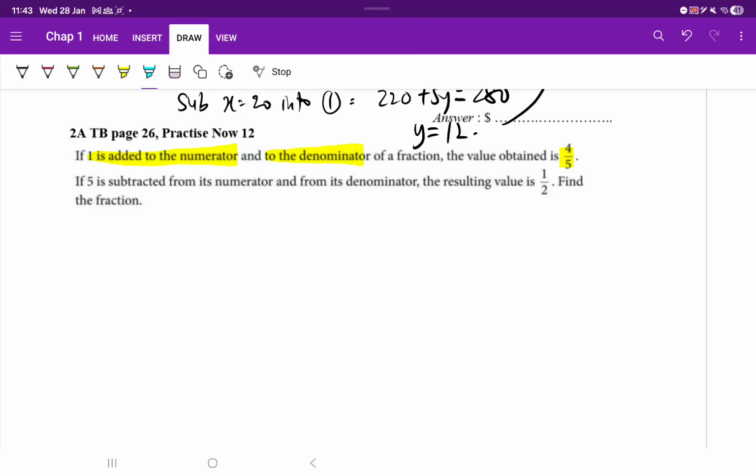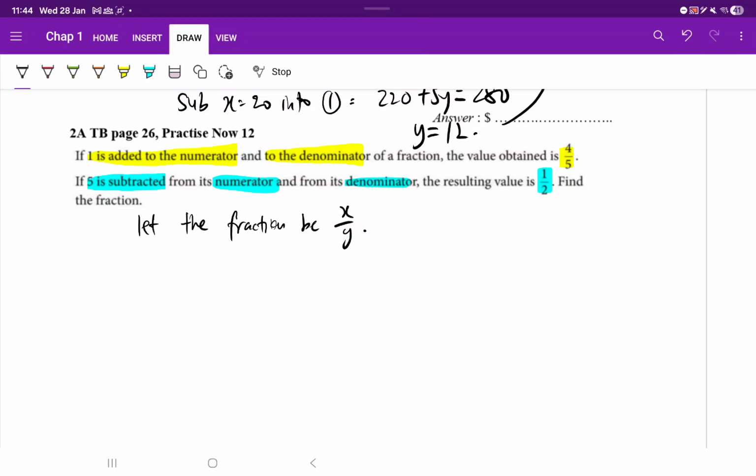I use a different color. If 5 is subtracted from the numerator and from the denominator, this is now half. By now you realize the answer is not just 6 over 7, which is your favorite number. It could be something else that after you minus 5 can be simplified. Okay? So let's write the fraction. Let the fraction be x over y. This is most important. Let the fraction be x over y.